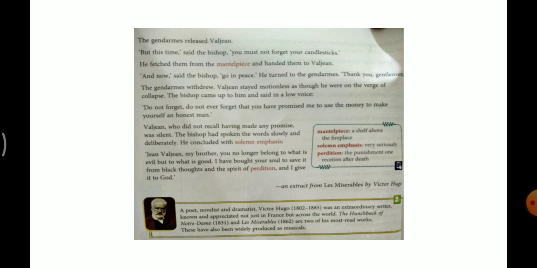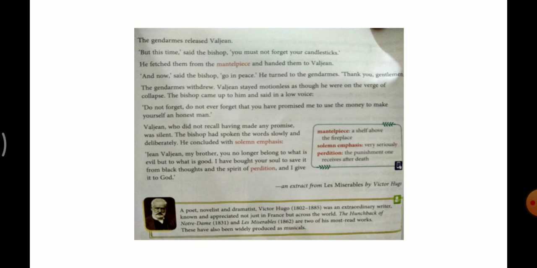Valjean stayed motionless as though he were on the verge of collapse. The bishop came up to him and said in a low voice, "Do not forget, do not ever forget that you have promised me to use the money to make yourself an honest man." Valjean, who did not recall having made any promise, was silent. The bishop had spoken the words slowly and deliberately. He concluded with solemn emphasis, "Jean Valjean, my brother, you no longer belong to what is evil, but to what is good. I have bought your soul to save it from black thoughts and the spirit of perdition, and I give it to God."